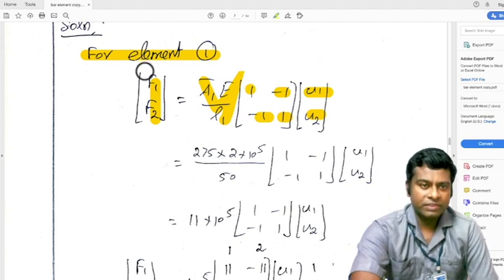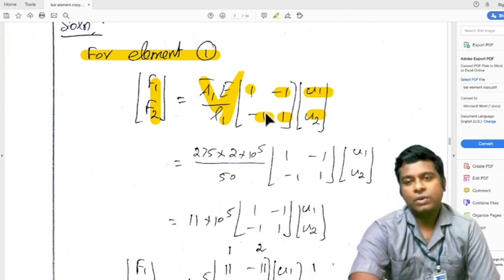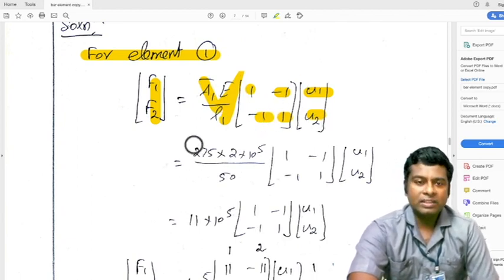F is the body force vector, K is the element stiffness matrix, and U is the displacement vector. F equal to KU is transformed into F1, F2 equal to A1 bar E by L1, matrix of 1, minus 1, minus 1, 1, U1, U2. Substitute all the corresponding values.